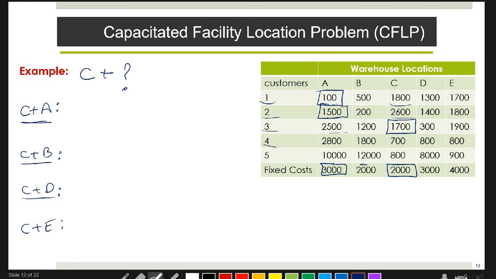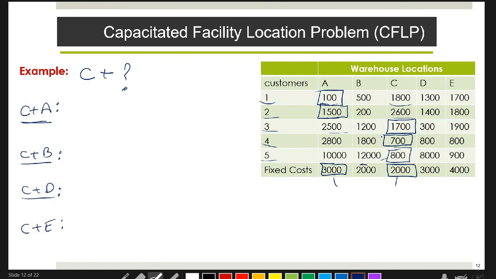For customer 4, which one? Again, 700 is less than 2800. For 5, which one? It will be 800. Okay, now what is the solution? Establish A and satisfy customers 1 and 2 from A, and establish C and satisfy customers 3, 4 and 5 from C. And what is the cost of this solution? The cost of this solution is simply the summation of these values that I circled. Okay, this 3000 plus 2000 plus 800, 700 and so on.